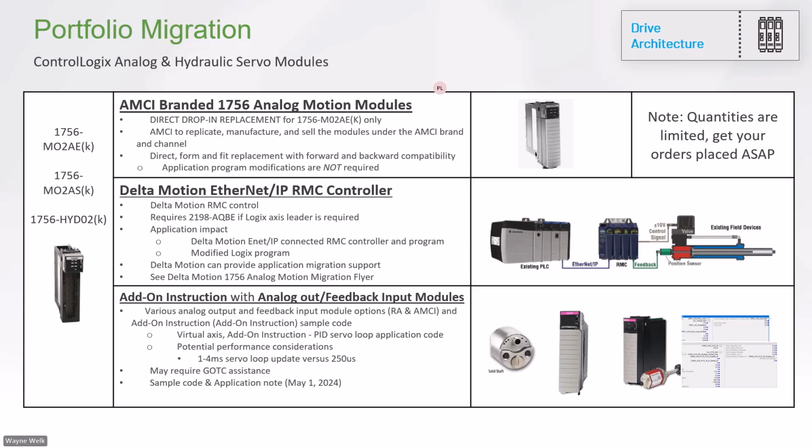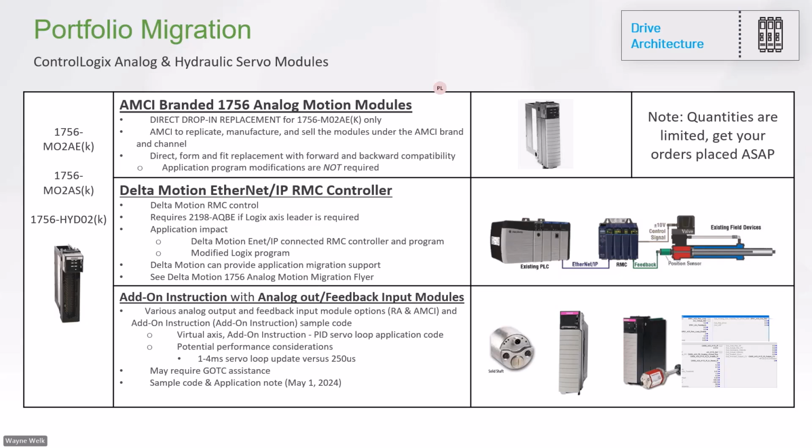All right, I'm going to discuss one other topic for migration within motion control, and that's the 1756 analog motion cards. These products date back to the early 2000s. They've been discontinued now for about a year due to material shortages. Rockwell offers multiple migration paths depending on the application needs. First, for the 1756 MO2AE and K, those are the analog cards with quadrature feedback, Rockwell technology partner AMCI offers drop-in replacement modules for those. Quantities are limited, so please contact us as soon as possible if you're interested in getting those cards.